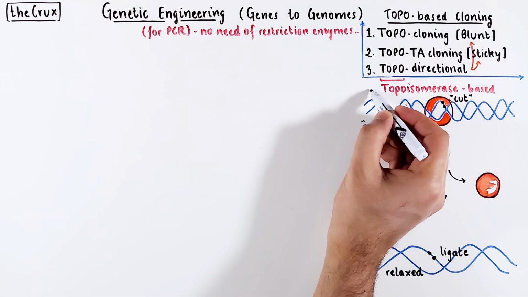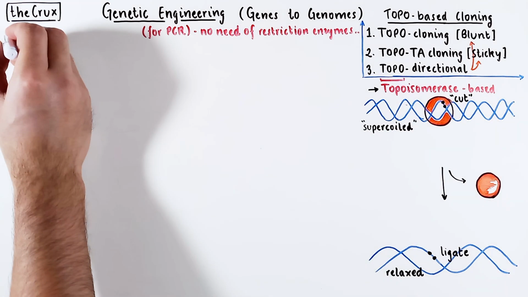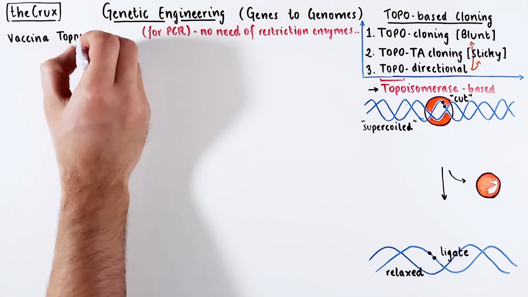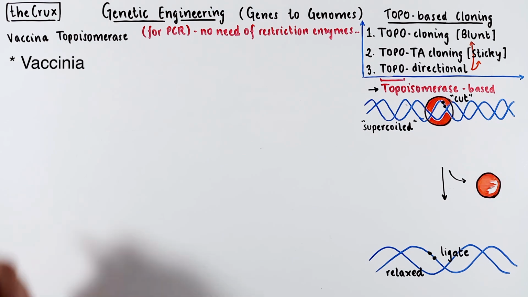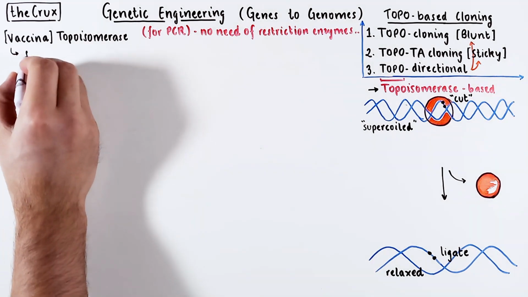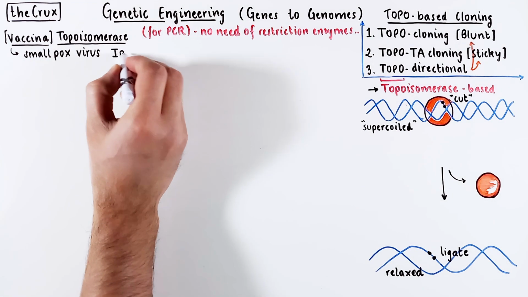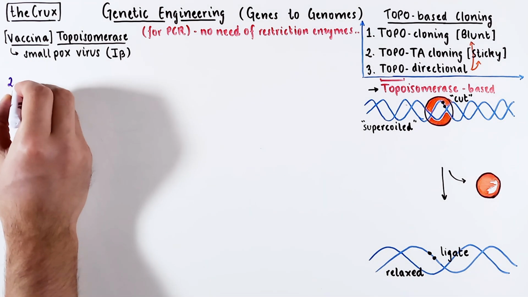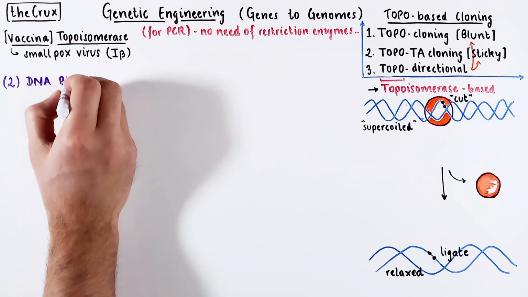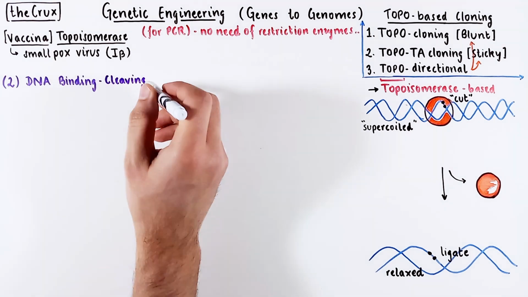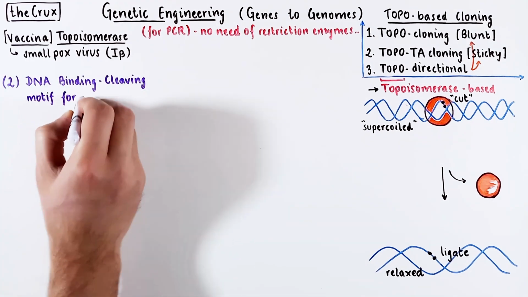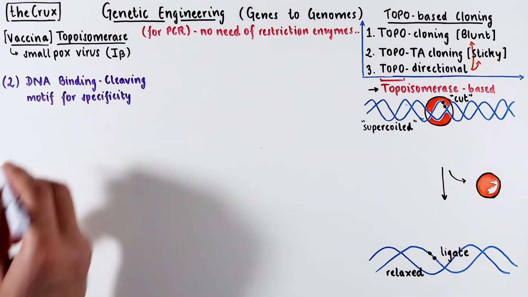In topo cloning, the topoisomerase that is used is called Vaccinia topoisomerase. Vaccinia is an ancestor of the smallpox virus. You don't have to know this, but Vaccinia topo is a type 1B class topoisomerase. The important thing to know is that it has two binding and cleaving sites. Think of them as DNA motifs that attract the topoisomerase to the DNA.